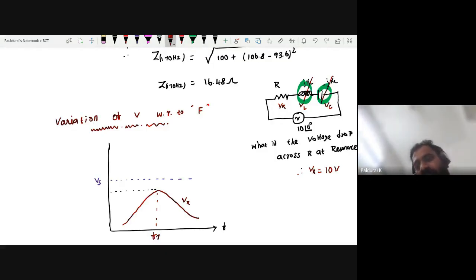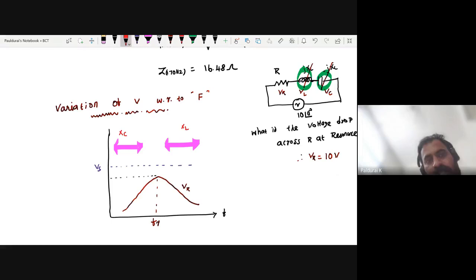Okay, now what is the voltage drop across inductor? What is the voltage drop across capacitor? It's very interesting. In this range, who is dominating, and in this range, who is dominating? Here XC dominates, here XL dominates, right? So maximum voltage drop across capacitor occurs before resonance frequency. Okay, write the statement.